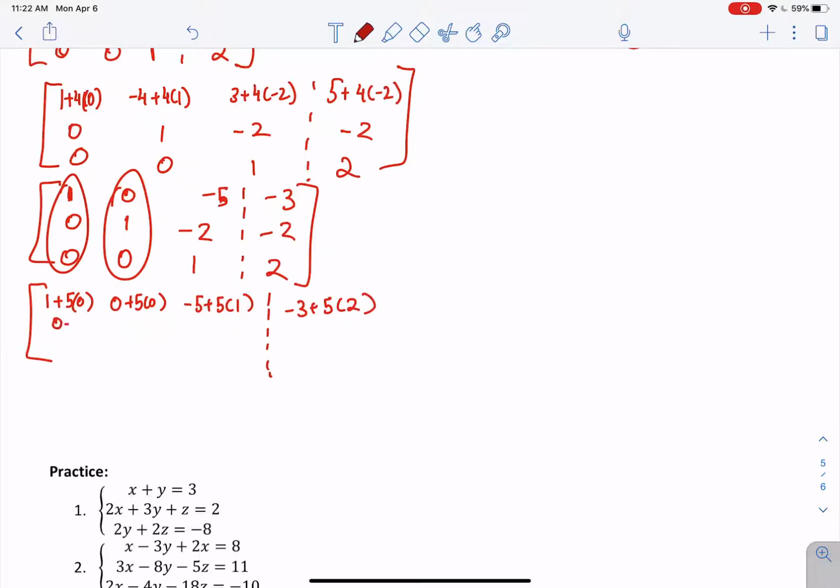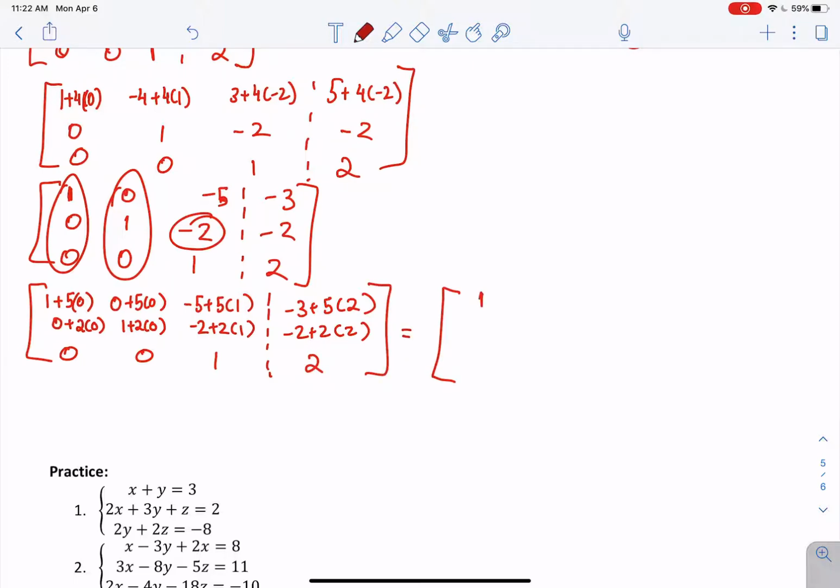Then we do 0 plus, on this one, we need to get rid of negative 2, so I'm going to add 2 times the second row. 2 times the third row, sorry. And then keep these numbers the same. And so then we get 1, 0, 0, and negative 3 plus 5 times 2 is 7. And then we'll get 0, 1, 0. Negative 2 plus 4 is 2. And then we'll get 0, 0, 1, 2.